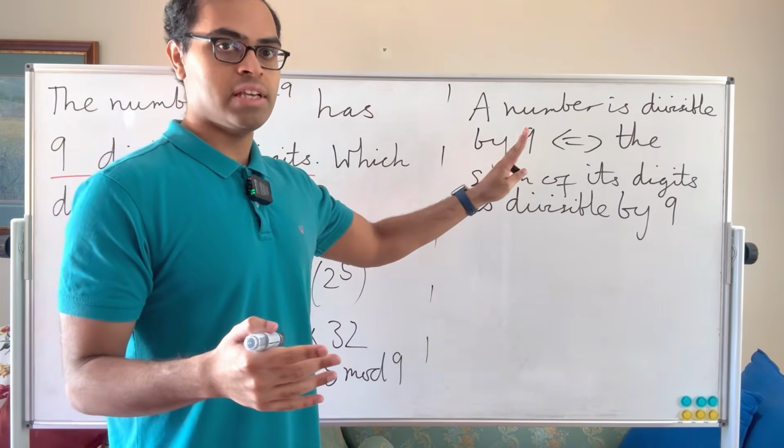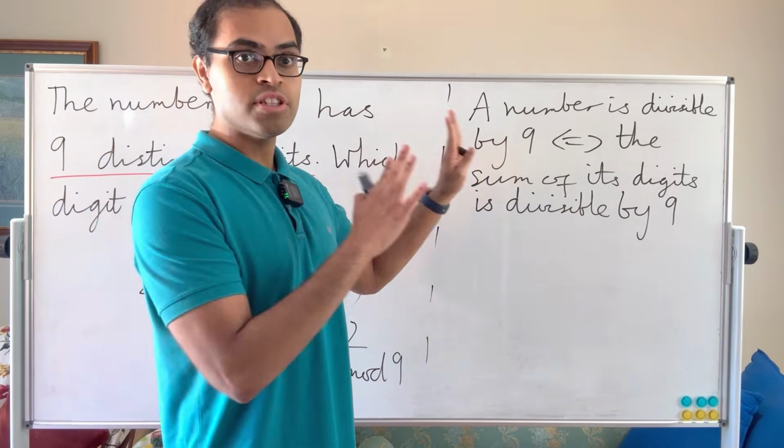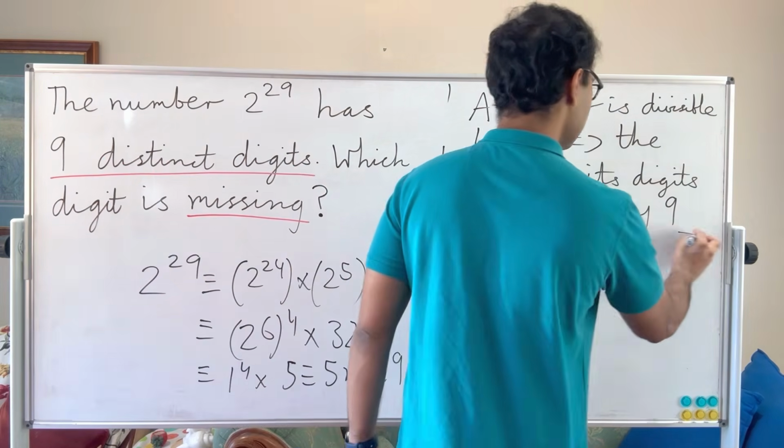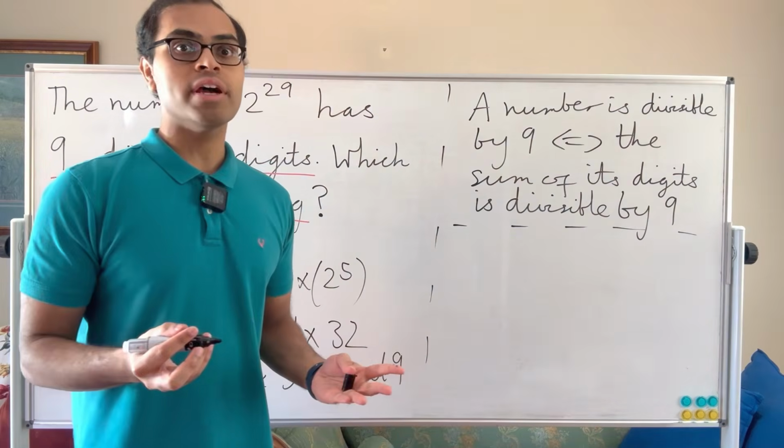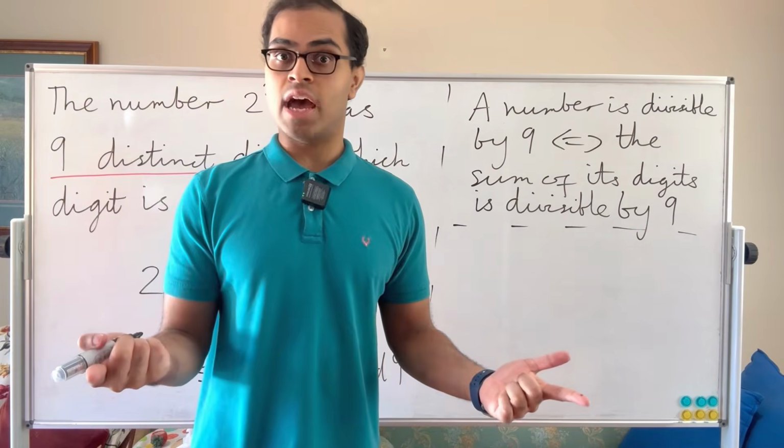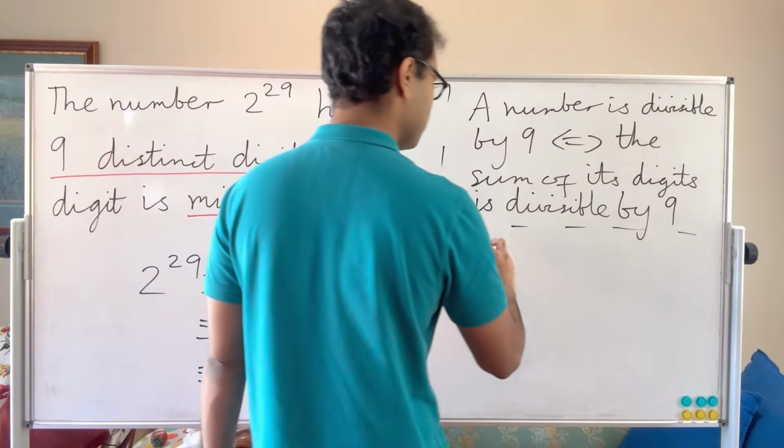So you may have heard of this, but I will explain to you something that's even stronger than this, which is actually that a number is congruent to the sum of its digits modulo 9. So what do I mean by this? Let me actually explain this.